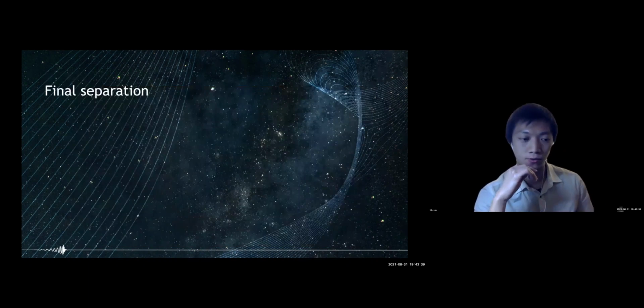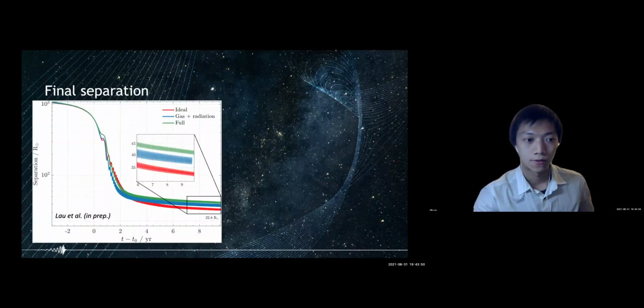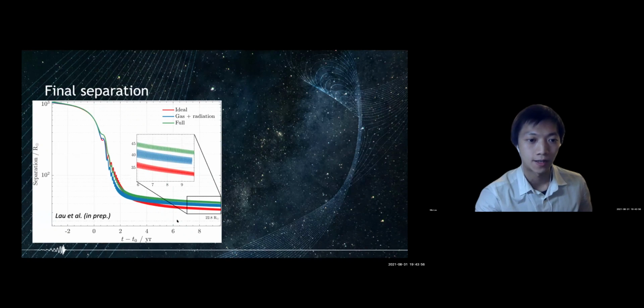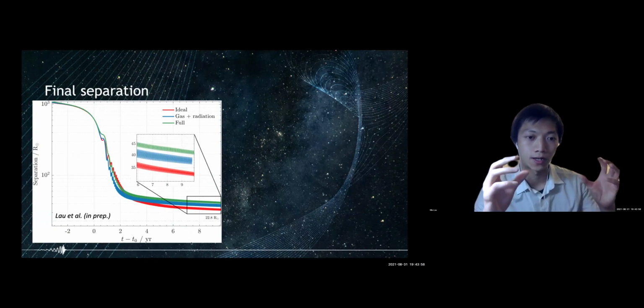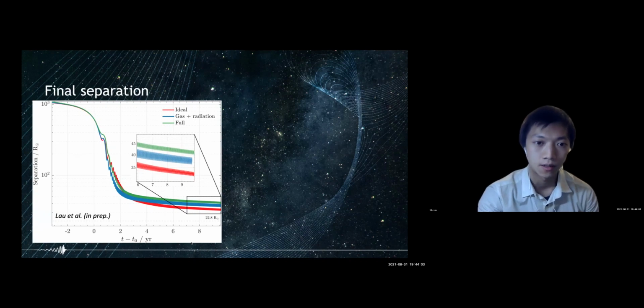And now I go into addressing the key goals of these detailed simulations, namely what are the final separations and amounts of unbinding that we observe. So to look at the final separation, I'm plotting the separation versus time, the separation between the donor core and the companion, for different equations of state, as shown by the different colored curves.